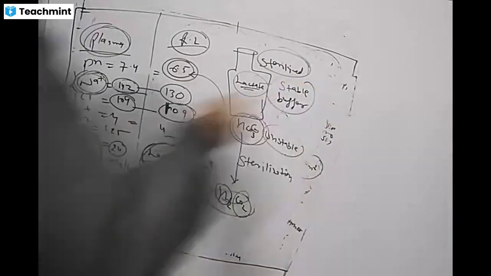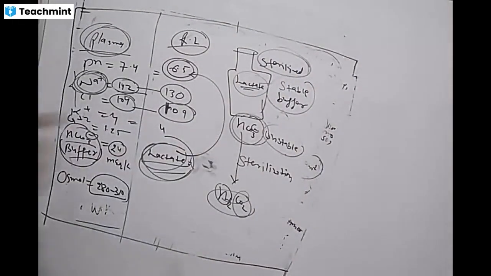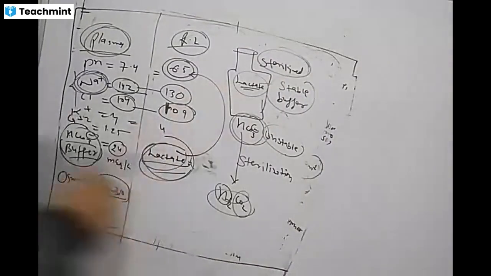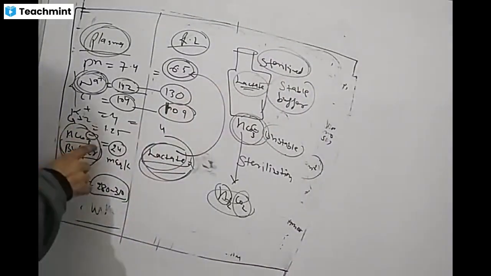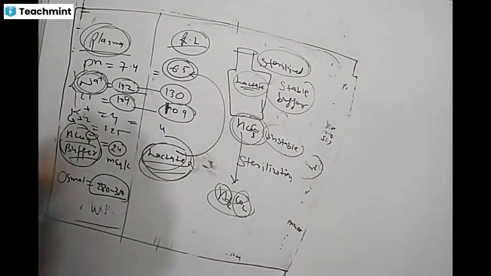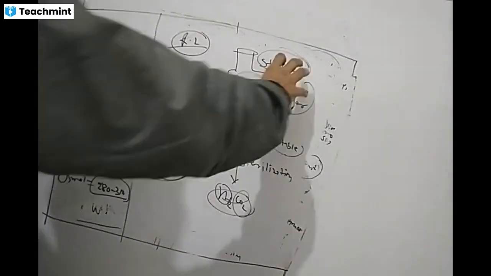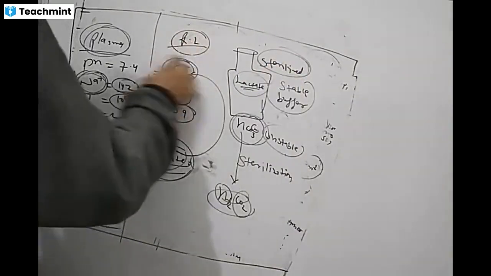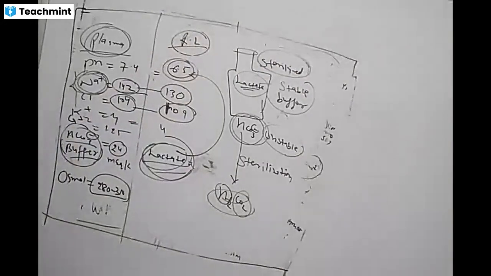So this is the one thing about the RL, that it is having lactate, not bicarbonate, because the body has bicarbonate and this is having lactate. So lactate is a stable buffer to maintain the pH 6.5. So that's why lactate is added.